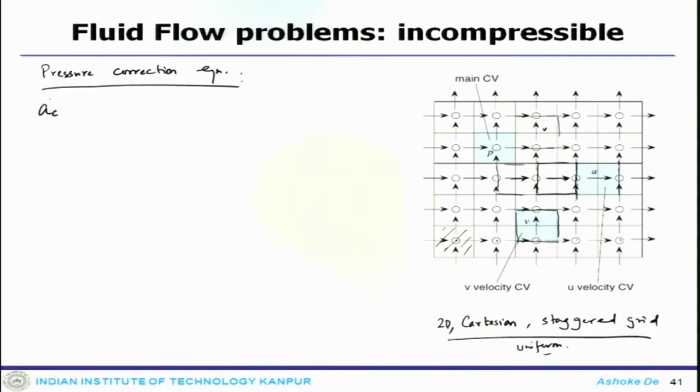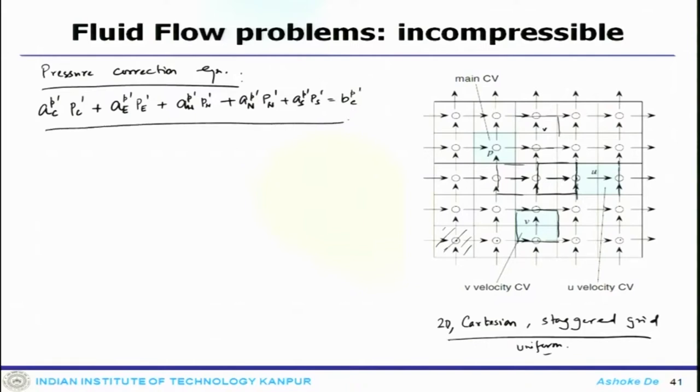The pressure correction equation will look like AC P prime C plus AE P prime E plus AW P prime W plus AN P prime N plus AS P prime S equals B C. Now, if you compare with your one dimensional case, you have two extra coefficients in the linear matrix, the contributions from the north and south elements, where AE equals minus rho E DE delta Y C divided by delta X E.